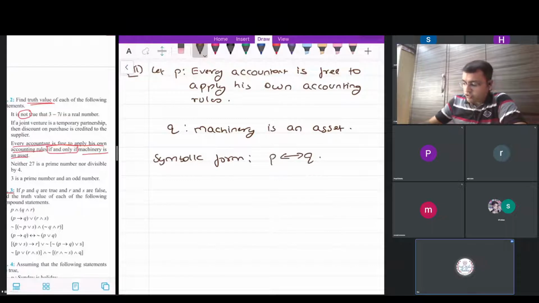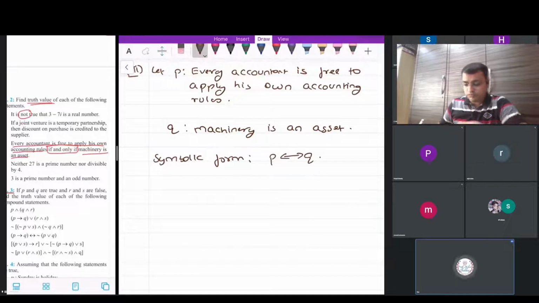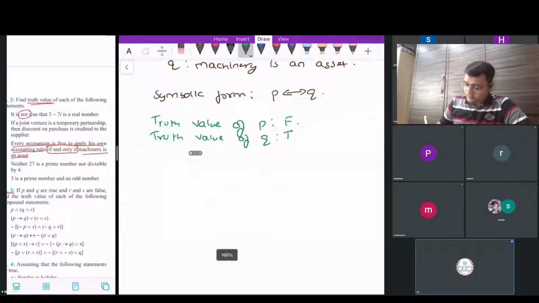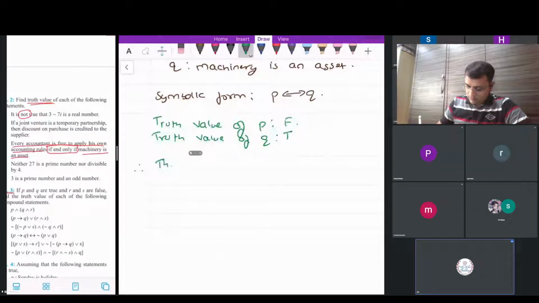Truth value of Q, what do you think? Is machinery considered to be an asset or is it not considered to be an asset? It is true, definitely. Machinery is definitely an asset for an organization. So in such a case, the truth value of P comes out to be false, and the truth value of Q over there comes out to be equal to true. So therefore the truth value of P double implication Q is F double implication T.